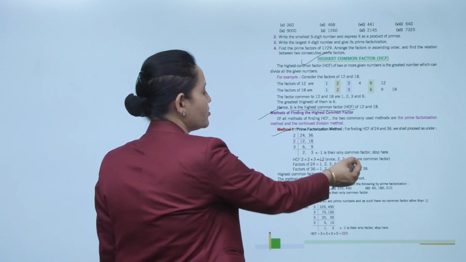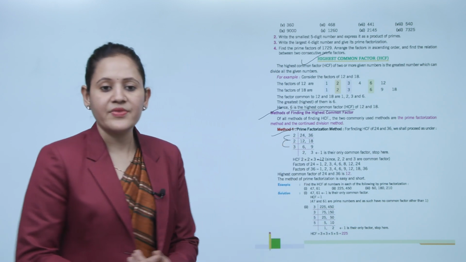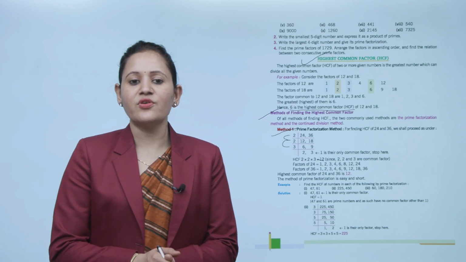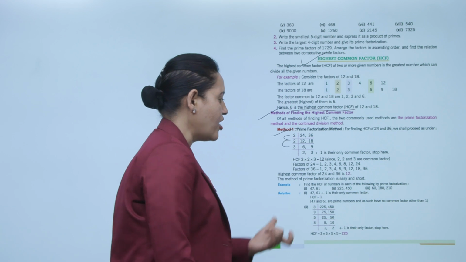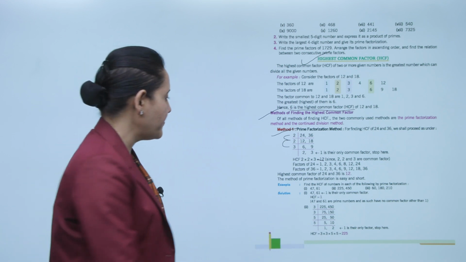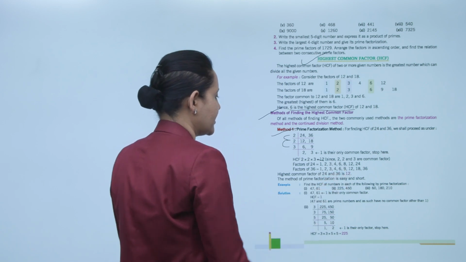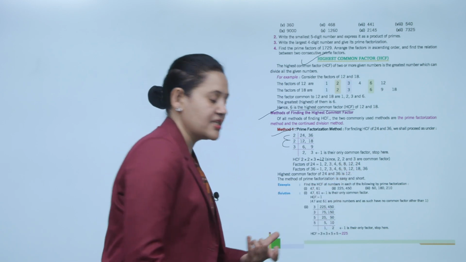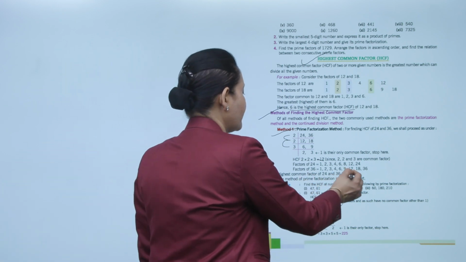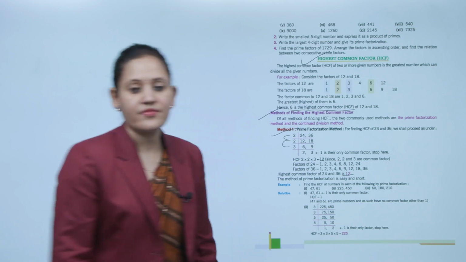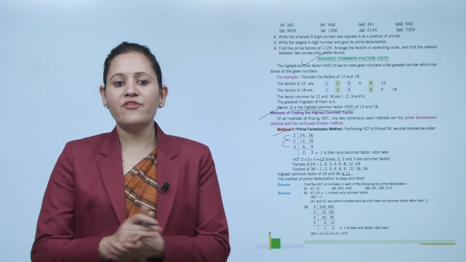2 into 2 into 3 are the common factors. So these are the factors of 24 and 36. Now we'll look at the common factors, that is 1, 2, 3, 4, 6 and 12. Among these, which is the highest? That is 12. So HCF will be 12. The method of prime factorization is easy and short. Now we'll take an example.